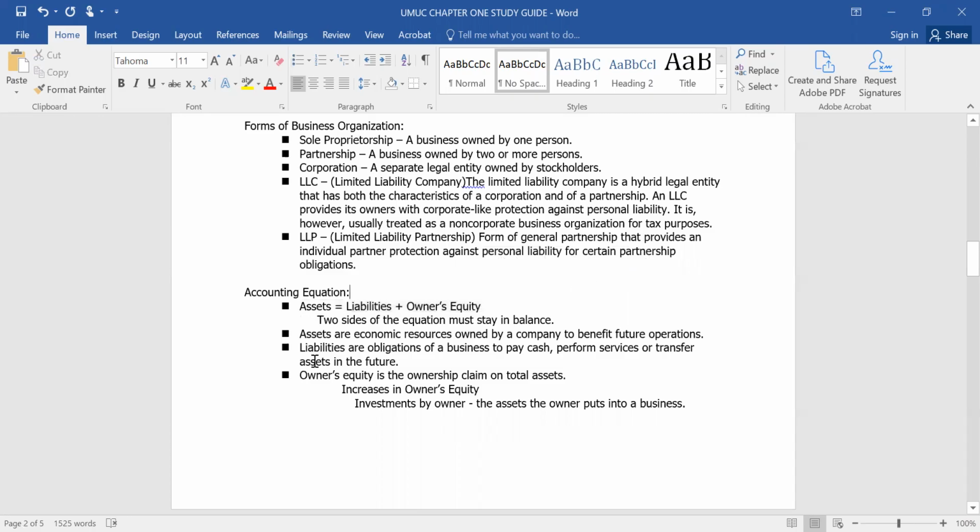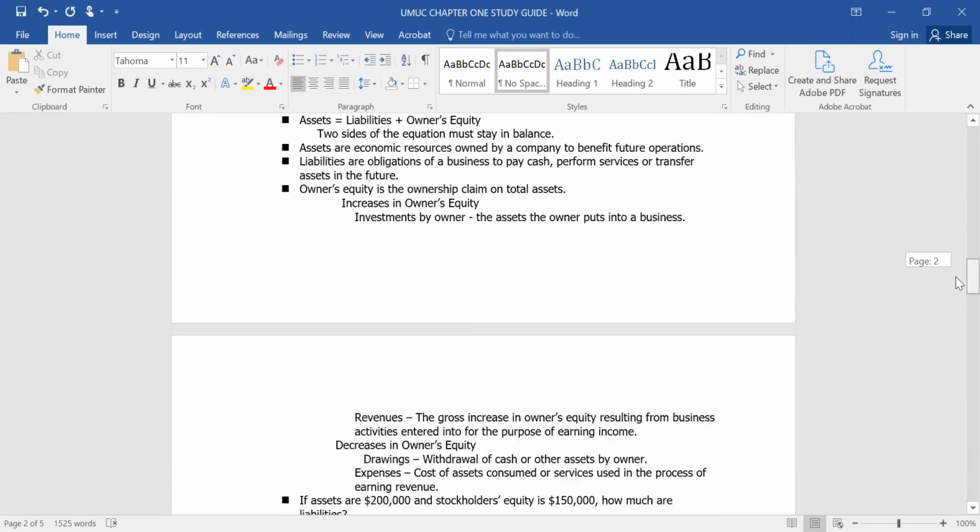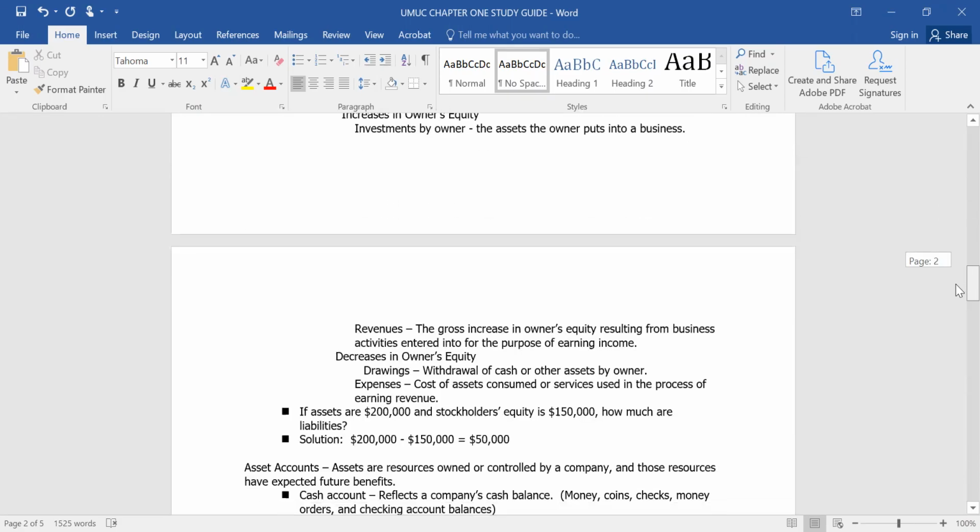And then I'm explaining what assets are. They're just economic resources owned by a company to benefit future operations. Liabilities are going to be obligations of a business to pay cash or perform a service or transfer assets in the future. And owner's equity is the ownership claim on total assets. You can have increases in owner's equity by investments of the owners or by revenues, and decreases in equity by drawings from the owners or expenses.